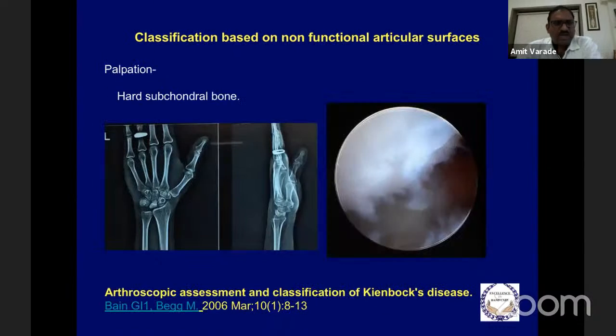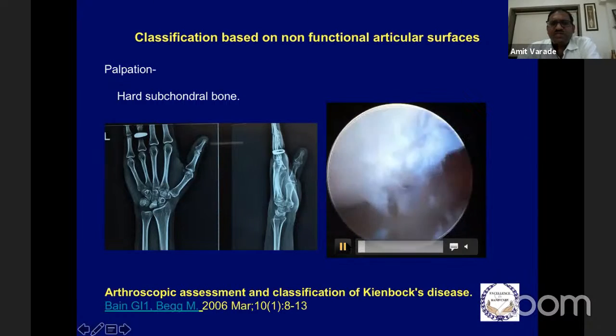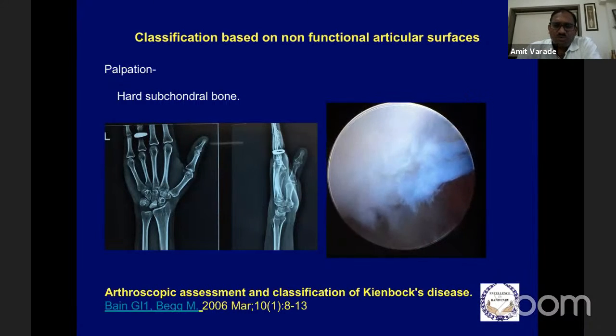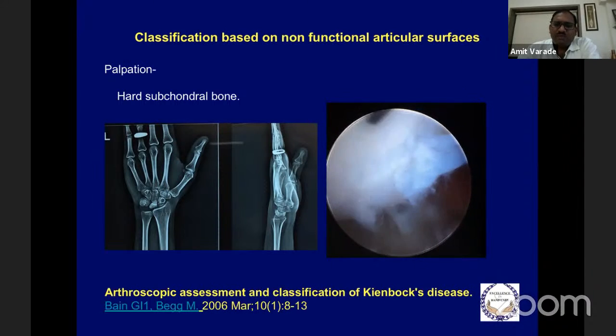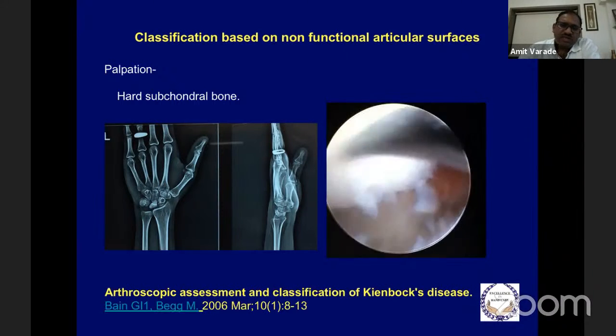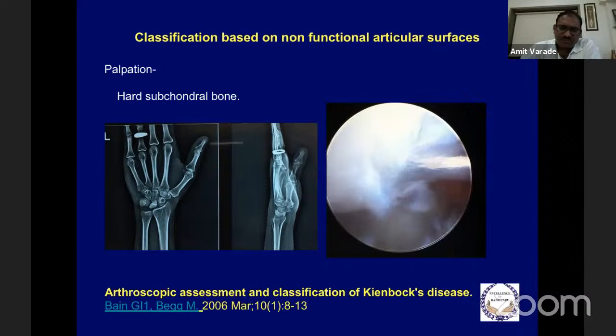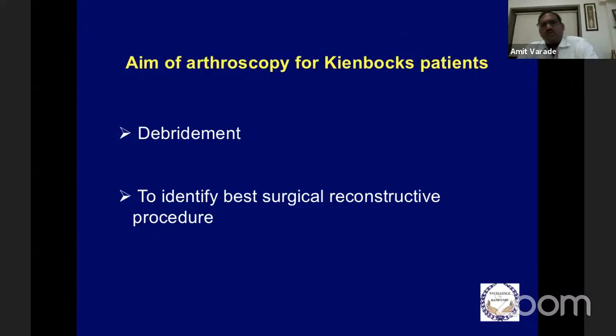Professor Bain has also mentioned seeing the quality of the subchondral bone. Like in this case, the surface is good, but we should see whether the subchondral bone is hard or soft. It can be done by palpating with the probe. If it is hard, the lunate is in a very early stage and we can save it. If it is soft, then it is going towards the advanced stages and fragmentation. So the aim of arthroscopy for a Kienbock's patient is basically to do debridement and to identify the best surgical reconstructive procedure.